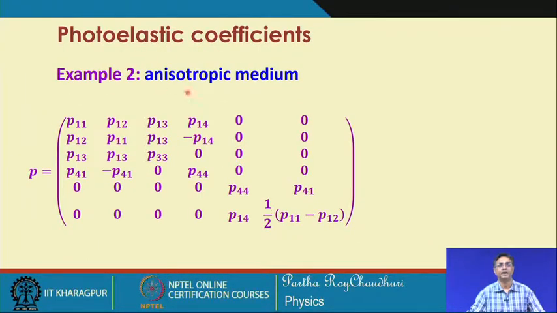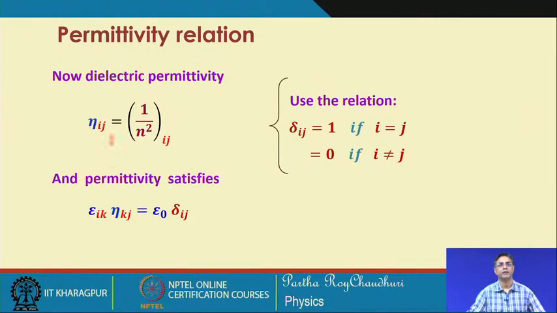Well, for an anisotropic medium, this is a typical electro-optic tensor with P 11, P 12, P 21, P 41 and so on. So, some more independent elements are present. That we will see for the individual medium. When we have the knowledge of these coefficients, then we can actually calculate the changes in the refractive indices.